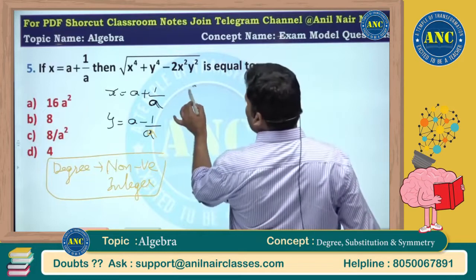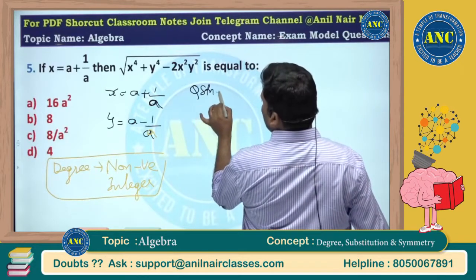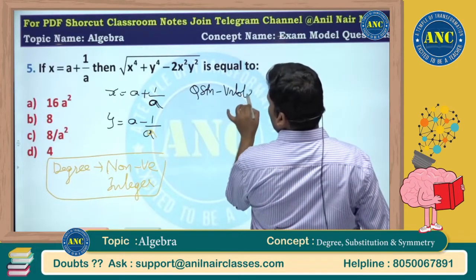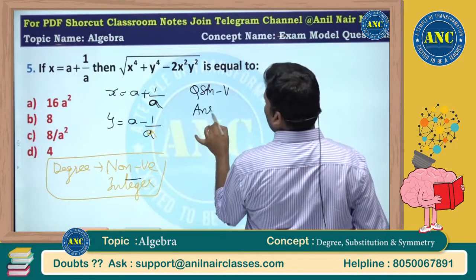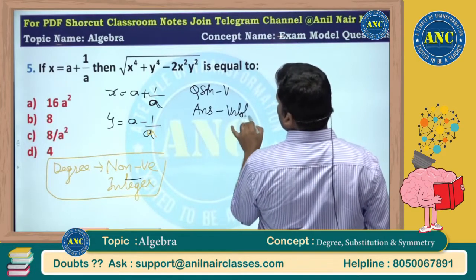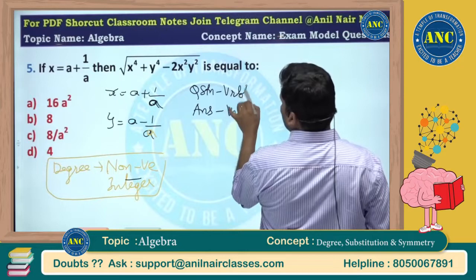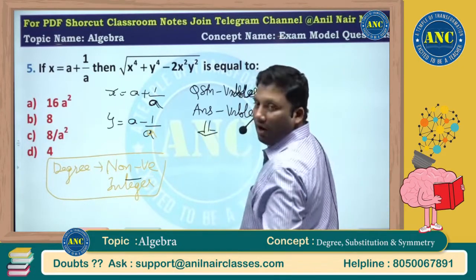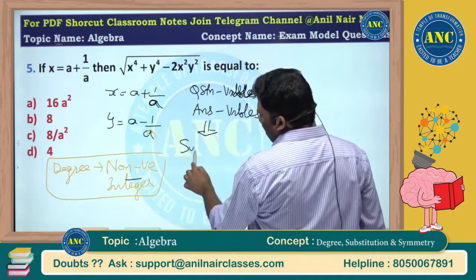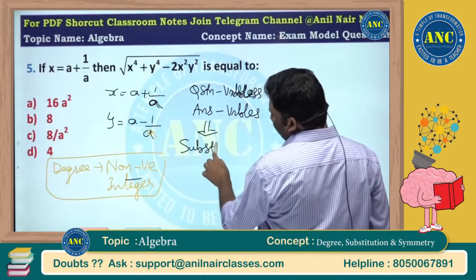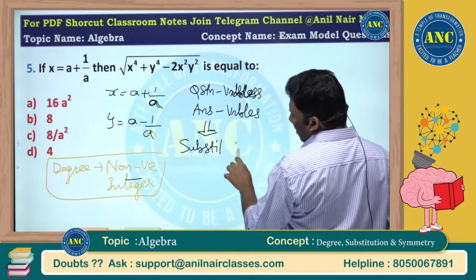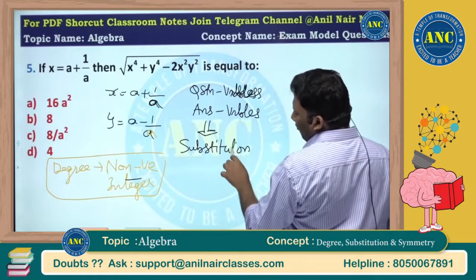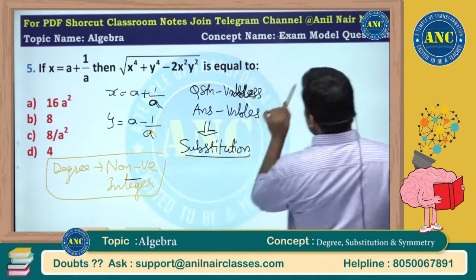Question contains variables, answer contains variables. What should we do? Step number 2, substitution method. What is the flow chart to do the substitution method?